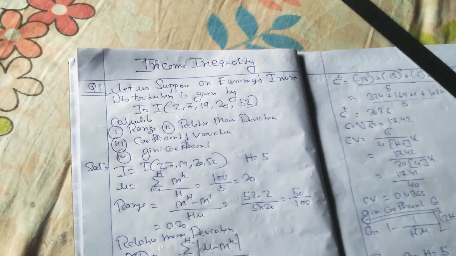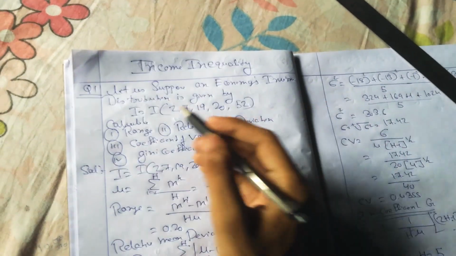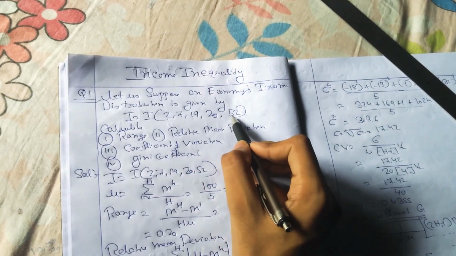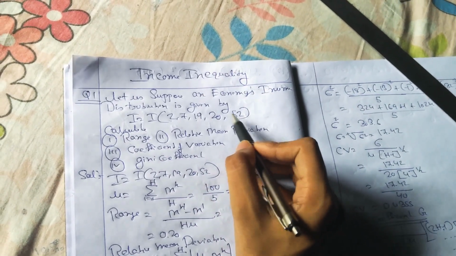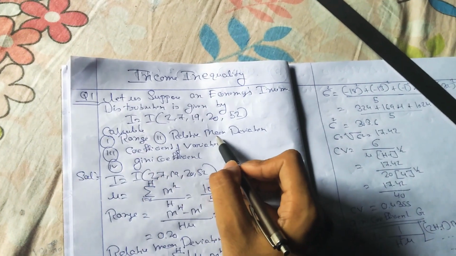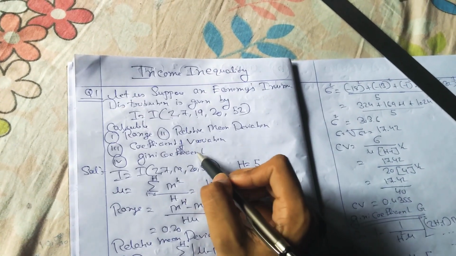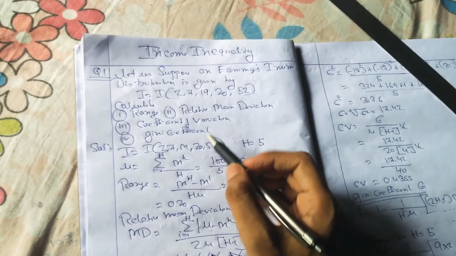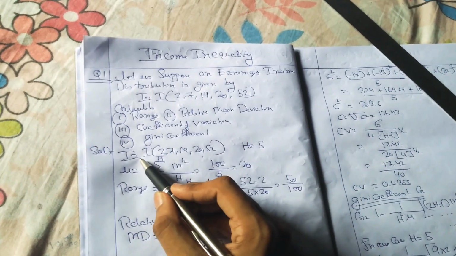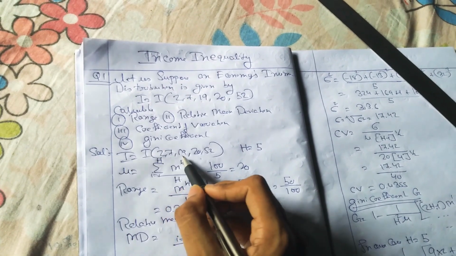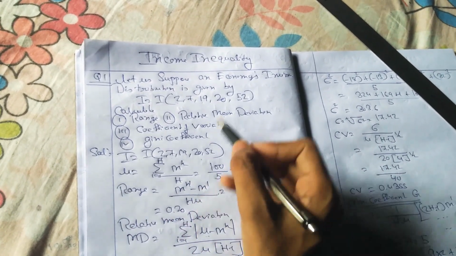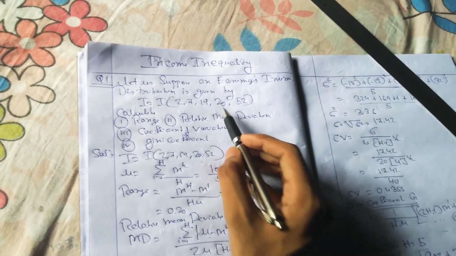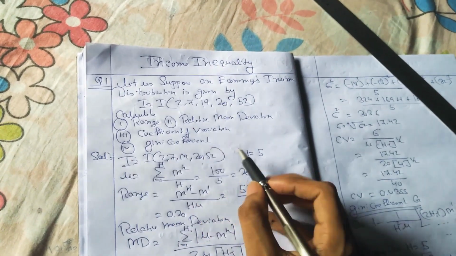Let us suppose an economy's income distribution is given by I equal to (2, 7, 19, 20, 52). Calculate the range, relative mean deviation, coefficient of variation and Gini coefficient. Our first step is to write it in the standard form. You have to write it first in ascending order of income, from lowest to highest.